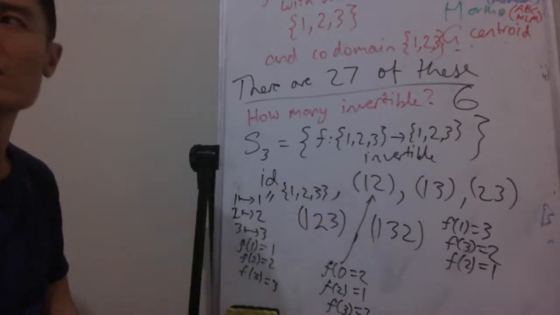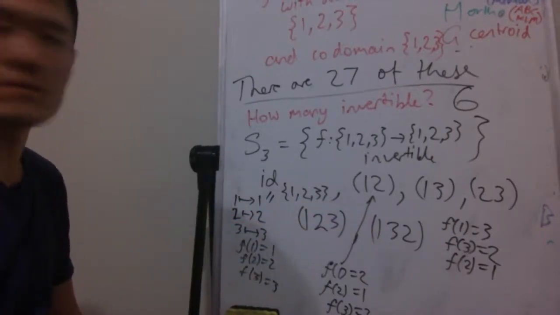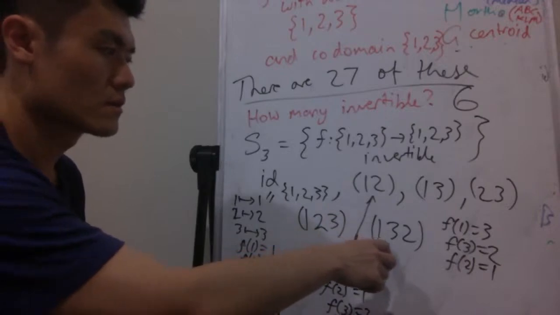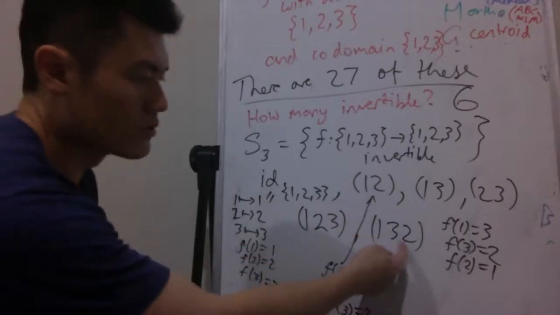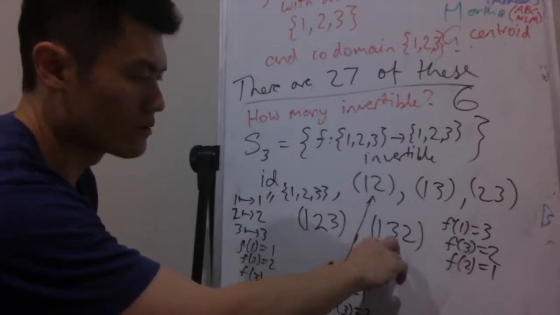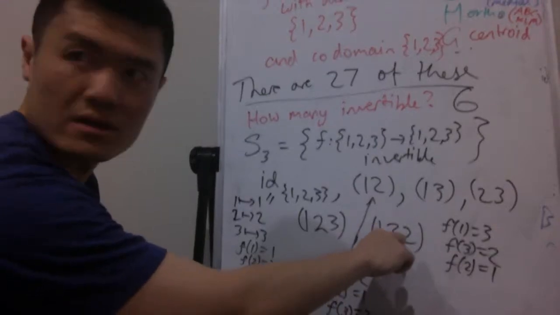Wait, can you say again? Why is it 1, 3, 2? Right. It can also be 2 to 3, 3 to 1, but the way we wrote it, we're thinking of it so 1 goes to 3, yeah?